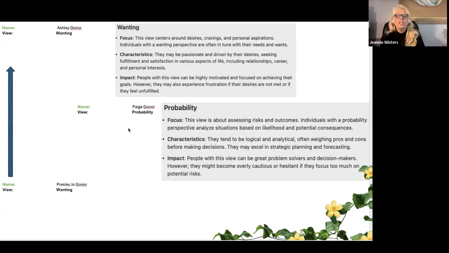But now you have Paige, who's got probability. Her focus is about assessing risks and outcomes. Individuals with a probability perspective analyze situations based on likelihood and potential consequences. The characteristics: they tend to be logical and analytical, often weighing pros and cons before making decisions. They may excel in strategic planning and forecasting. Oh my gosh, that's perfect for an anchor. Impact: people with this view can be great problem solvers and decision makers. However, they might become overly cautious or hesitant if they focus too much on potential risks.